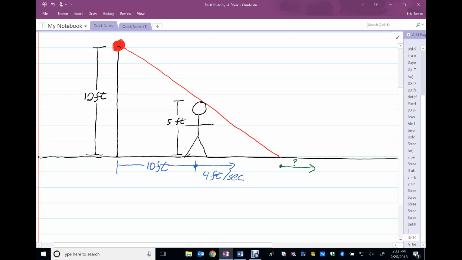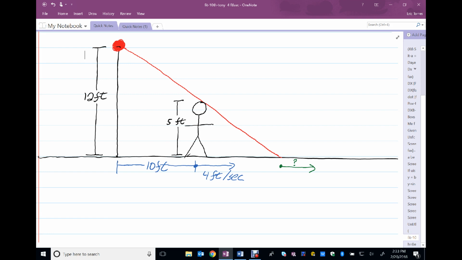Example number 2, related rates. I have a man walking away from a light pole. The light pole is 12 feet high. The man is 5 feet high. He is currently 10 feet away from the light pole and walking at a rate of 4 feet per second. What I'd like to know is how fast his shadow is moving.